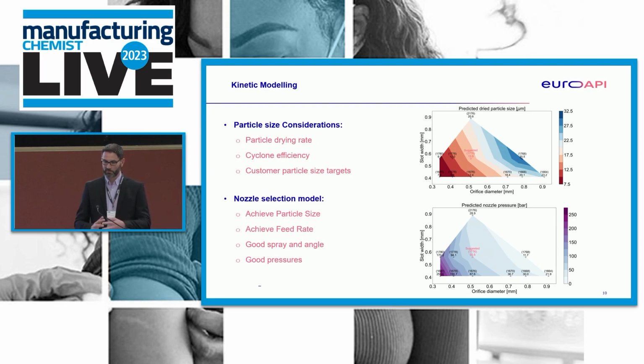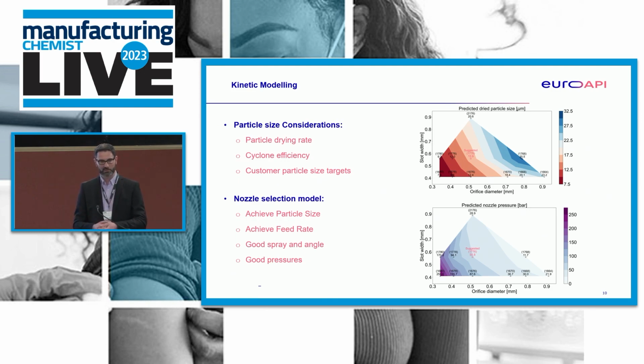In terms of some examples on kinetics, particle size, we might want to look at the drying rate, the efficiency of the cyclone. Customer usually has particle size targets for various reasons. So we can usually target pretty much where they want to be. The model is quite efficient these days. So we can say what is our droplet size and what particle size do we end up with by the time the system is dried fully.